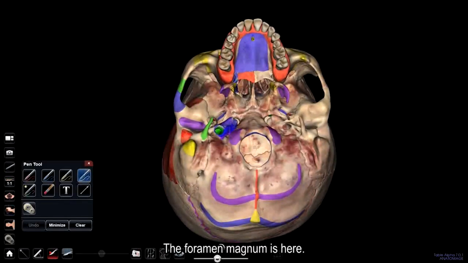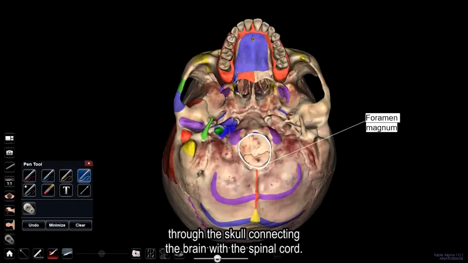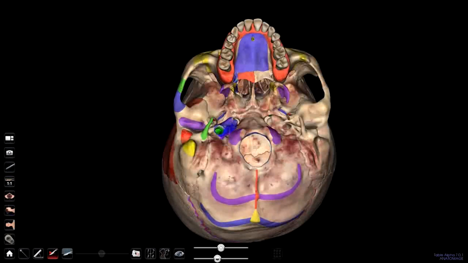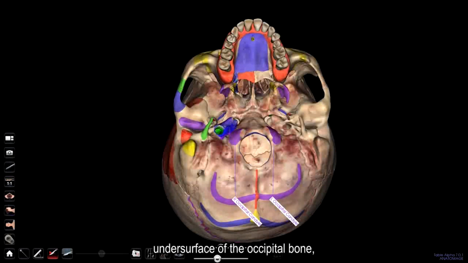The foramen magnum is here. It functions as a passageway of the central nervous system through the skull, connecting the brain with the spinal cord. Occipital condyles are two large protuberances on the undersurface of the occipital bone located beside the front half of the foramen magnum. They form the connection between the skull and the vertebral column.